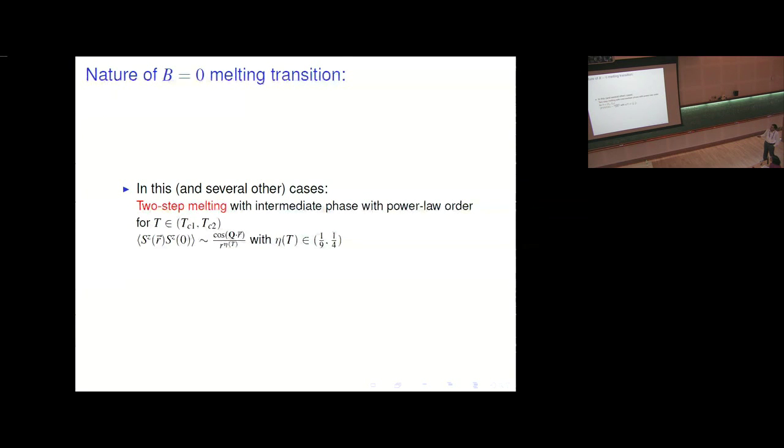What's known is that in this and in many other cases, many more realistic models even, the melting proceeds in two steps, and there's an intermediate phase with power law long range order. So spin-spin correlations along the easy axis are again power law with some eta that varies from 1/9 to 1/4, modulated by that wave vector.